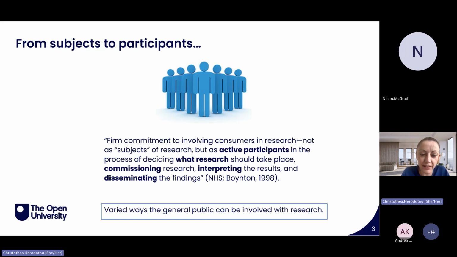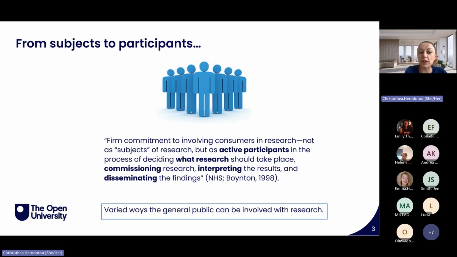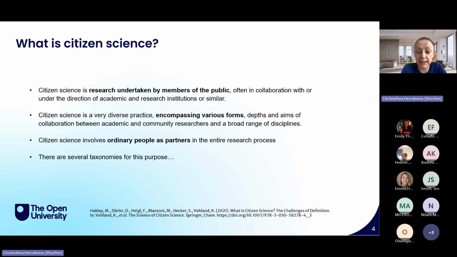So more than 25 years ago, there was the ambition of committing volunteers in research, not as subjects, but mainly as active participants in the research process. And by this, there was the intention of having people decide on what research to do, commissioning research, interpreting findings, and disseminating findings. Since then, we've seen various ways the general public can be involved in research. And actually, we've seen those activities under the umbrella of citizen science.